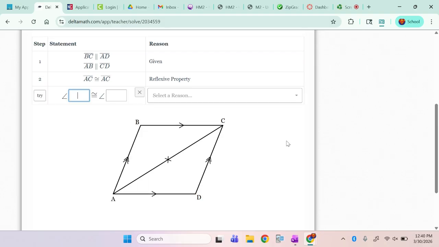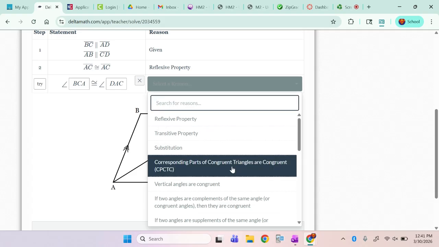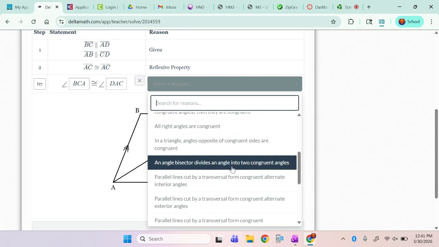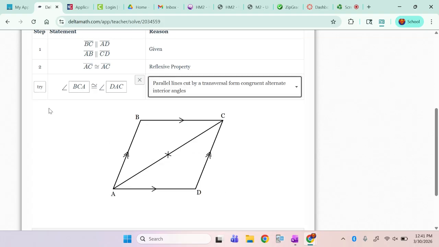So BCA is congruent to DAC. Why? It has to do with parallel lines. So look at your reasons. Look at all the parallel lines. It's these two angles, here and here. They're congruent because they are what type of angles? I'll give you a hint: AI. Alternate interior angles. So we scroll down where it says parallel lines cut by a transversal form congruent alternate interior angles.